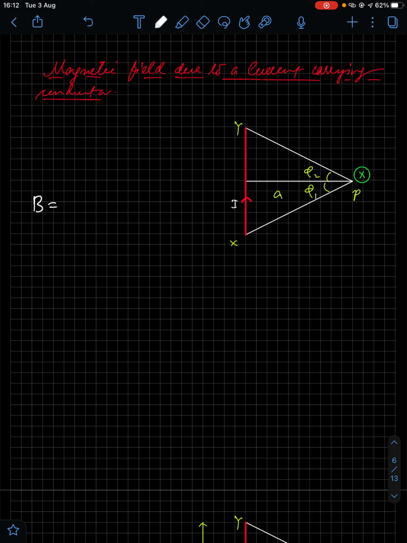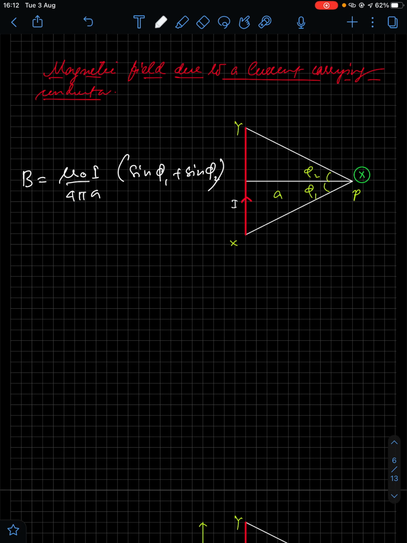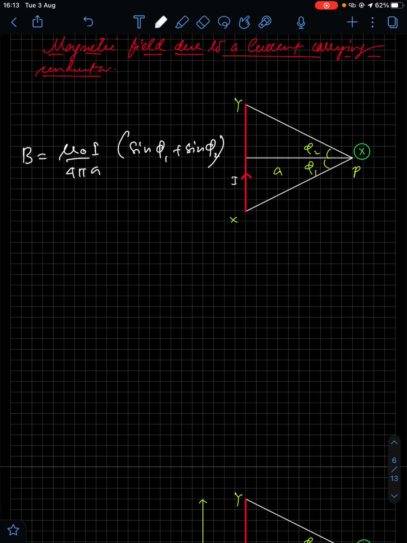will be given by B equals mu naught I by 4 pi A, times sine phi 1 plus sine phi 2. The relation is simple to remember: mu naught I by 4 pi A sine phi 1 plus sine phi 2.